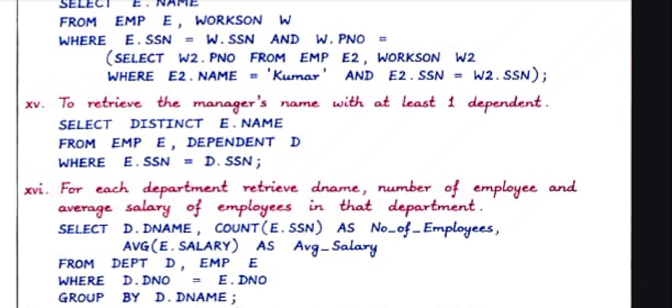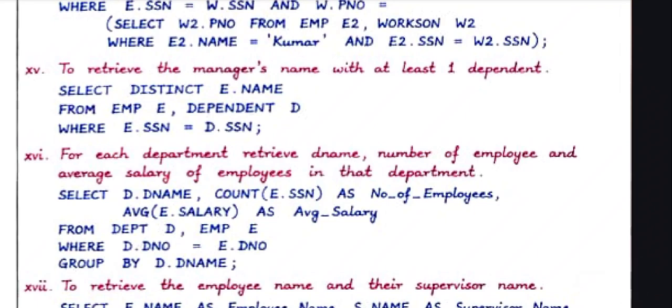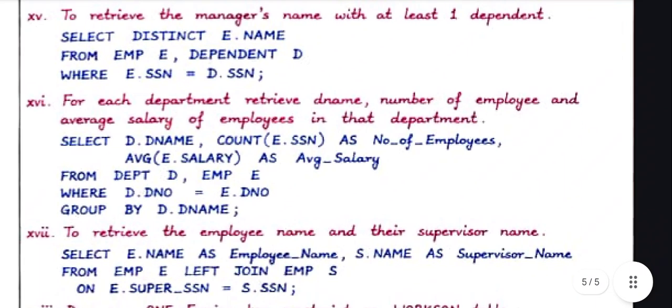To retrieve the managers' names with at least one dependent, select distinct e.name from EMP E, dependent D where e.ssn equals d.ssn.